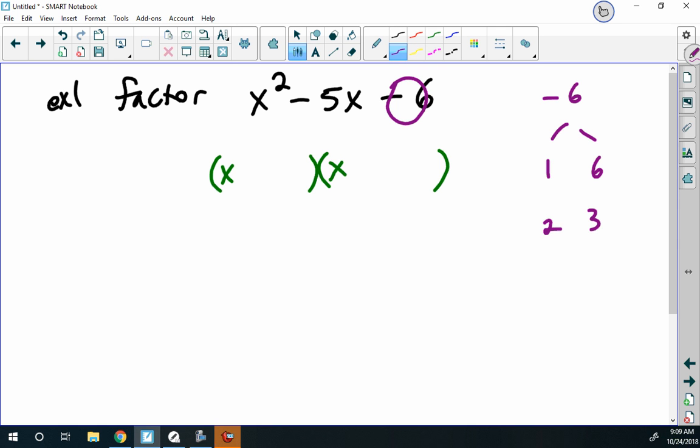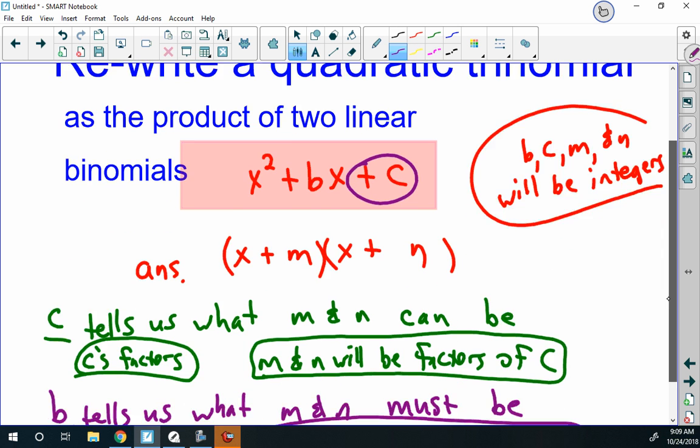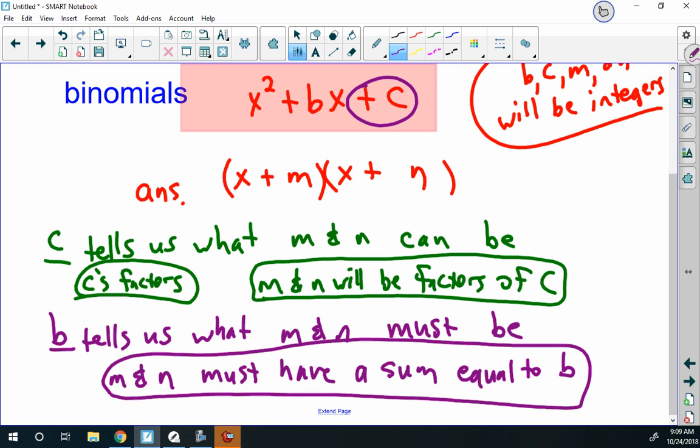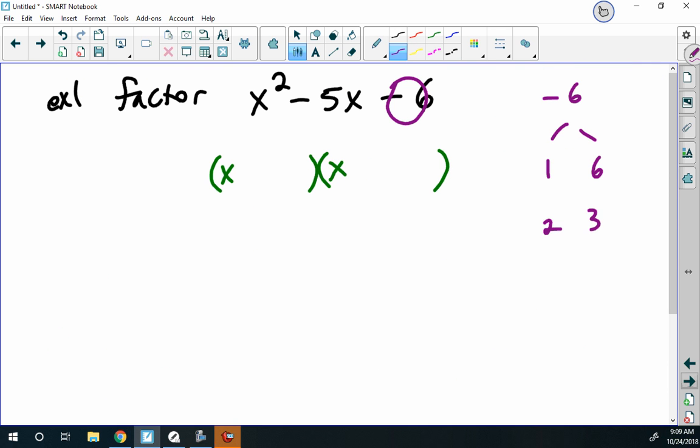Now keep in mind, it might be plus 1, plus 6. It might be minus 1, minus 6. It might be plus 2 and plus 3, or minus 2, minus 3. We don't know the signs yet, but we'll figure it out. B tells us what M and N must be. So we want a pair of these that are going to add up to equal negative 5.